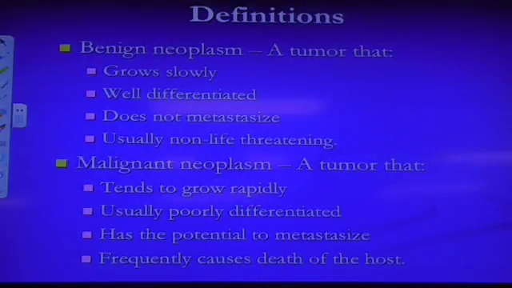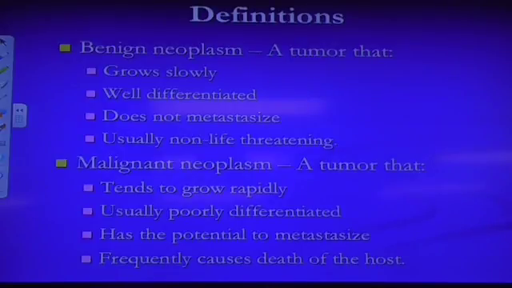All right, so the biggie, and what every clinician wants to know, and anybody that has a tumor or neoplasm: is it benign or malignant? So benign means innocuous, not really going to hurt you. So these tumors tend to grow slowly, are always well differentiated. They cannot metastasize, and they are usually non-life threatening unless they're somewhere where just their presence is causing a problem, like in the brain, where they can't expand beyond the skull.